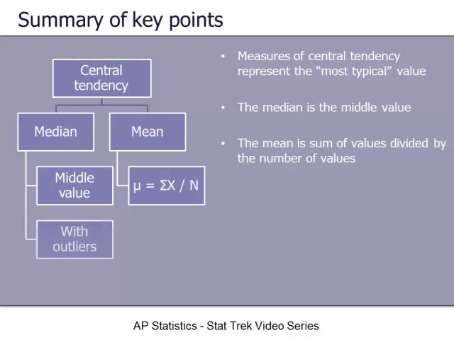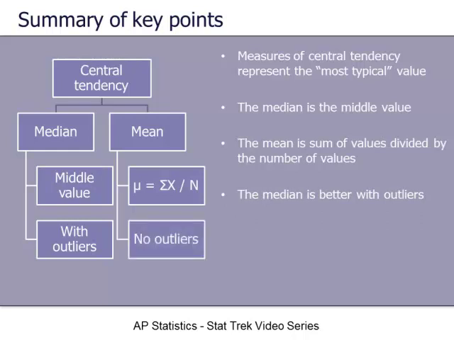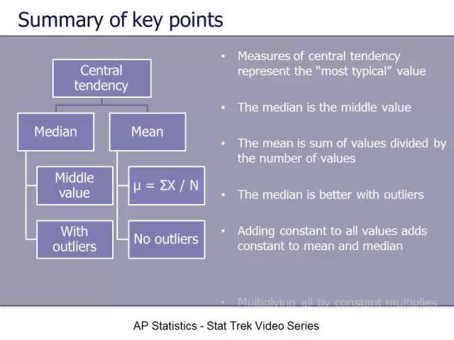The median is the better measure of central tendency when the data set is small and has one or more outliers. The mean is the better measure in large data sets that don't have outliers. Adding a constant to every value in the data set adds the constant to the mean and the median of the data set. And multiplying every value by a constant multiplies the mean and median of the data set by the constant.